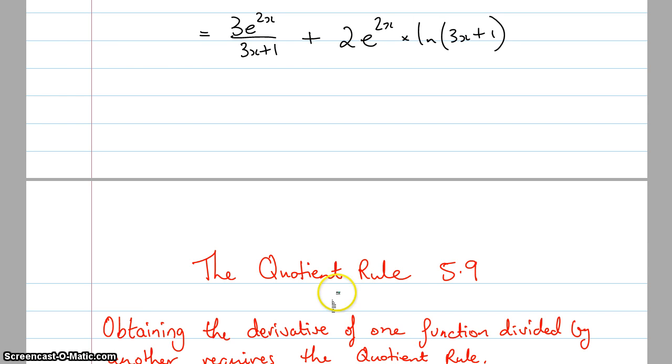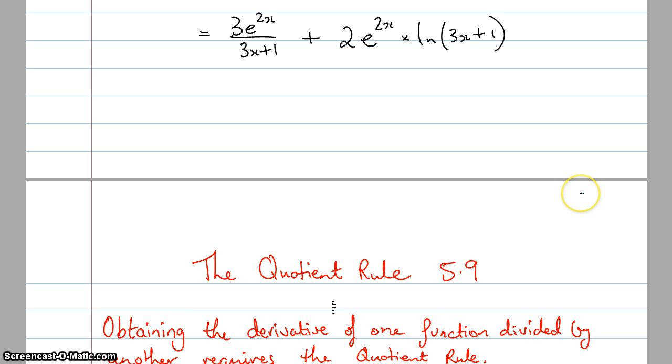This one we'll be looking at the quotient rule. I guess a quotient is kind of one function divided by another. This is exercise 5.9 in your textbook. Obtaining the derivative of one function divided by another one requires the quotient rule. So for example, if you had x divided by sine x, we can get the derivative of this function by using the quotient rule, and I'll show you some examples a little bit later.